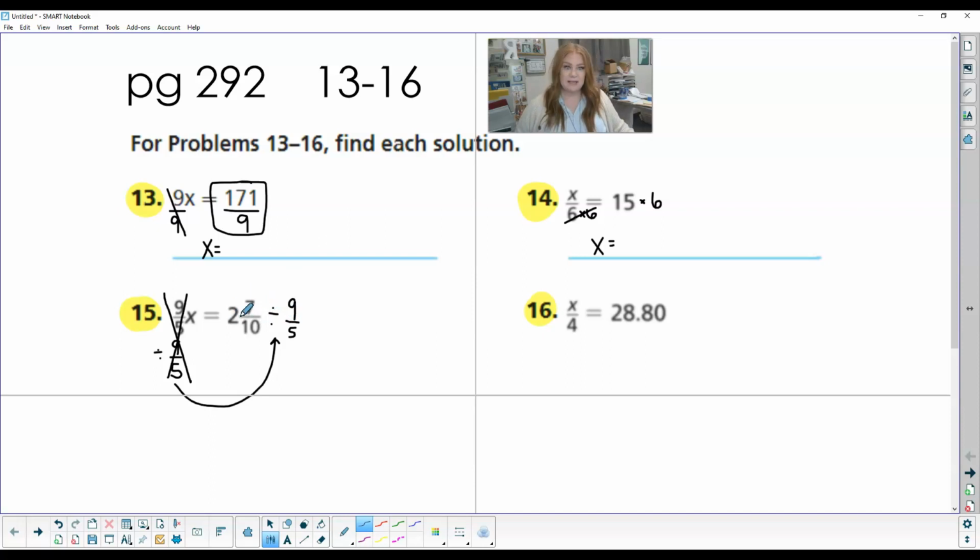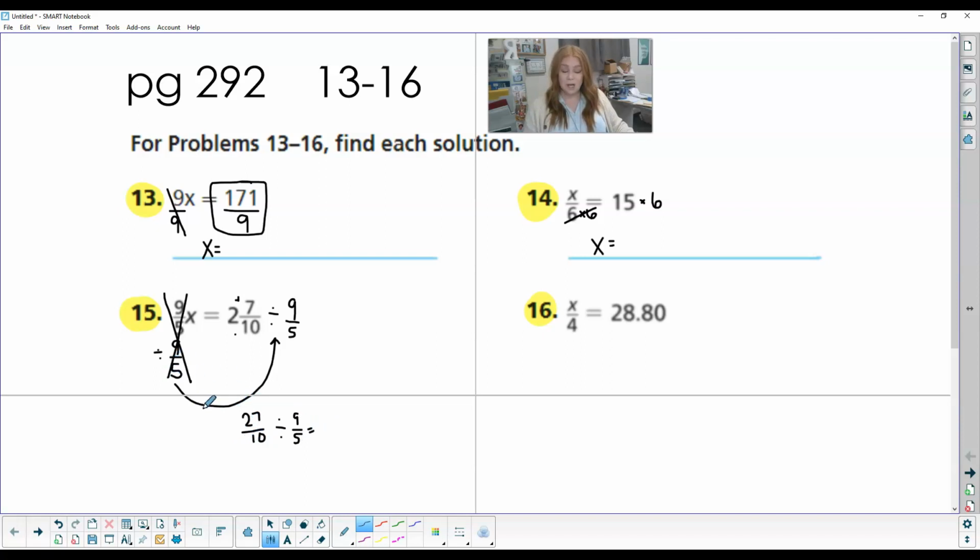First thing, I need to make this improper. 10 times 2 is 20, plus 7 more is 27 over 10. And we are dividing that by 9/5. Now on this one, I can just divide and divide. I can see that 9 goes into 27 and 5 goes into 10. If they were not nice friendly numbers, then I would want to use the multiplicative inverse and copy dot flop. But because these are friendly numbers, I can just divide.